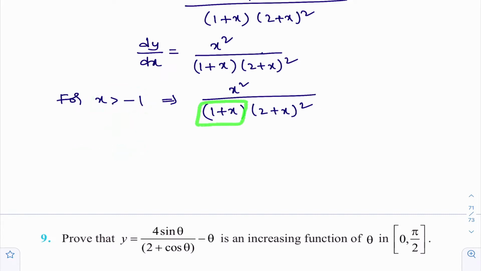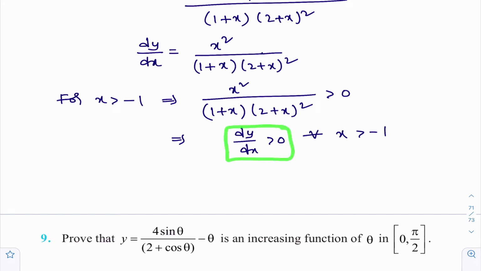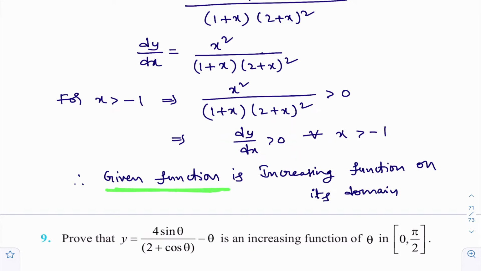As this is greater than 0, it is clear that these two things are clearly positive. So this tells you that whenever x is greater than minus 1, this expression is greater than 0. So what is this expression? This expression is nothing but dy by dx. So this implies dy by dx is greater than 0 for all x greater than minus 1. So as I got that dy by dx is greater than 0, I can say that the function is strictly increasing. A strictly increasing function is an increasing function only, that we discussed in the last class. So what I can write here: therefore the given function is an increasing function on its domain. I hope you understand this problem.